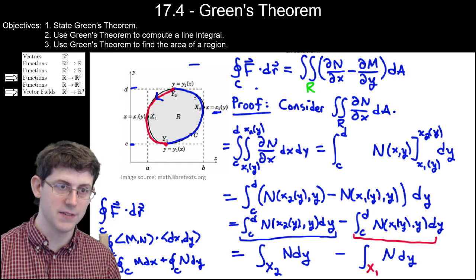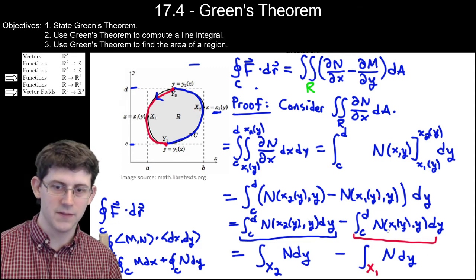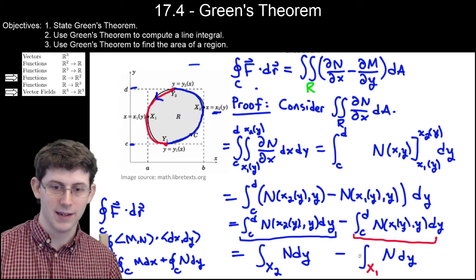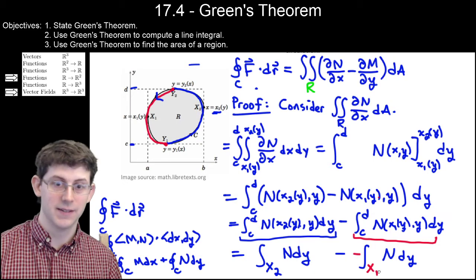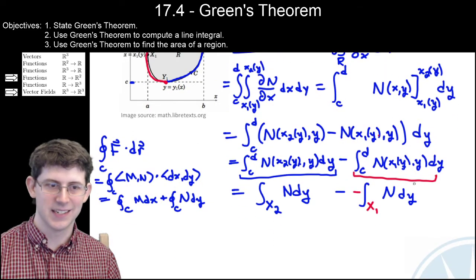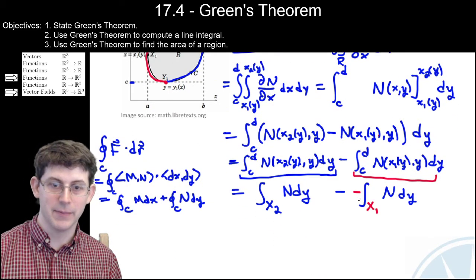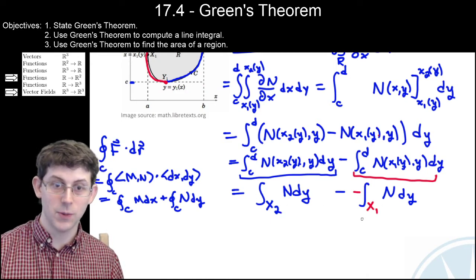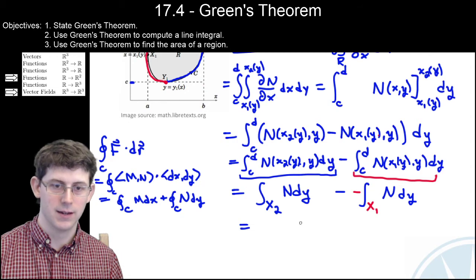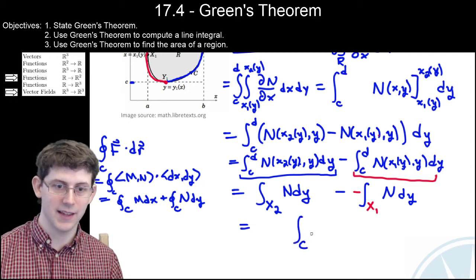x1 is part of this curve C. And so this part of the integral is actually the opposite of the integral of n dy. So it's actually minus the integral. So this is crazy. The minus minus cancels, and I just get the integral of n dy over x1 and x2. Well, x1 and x2 together, that's C.